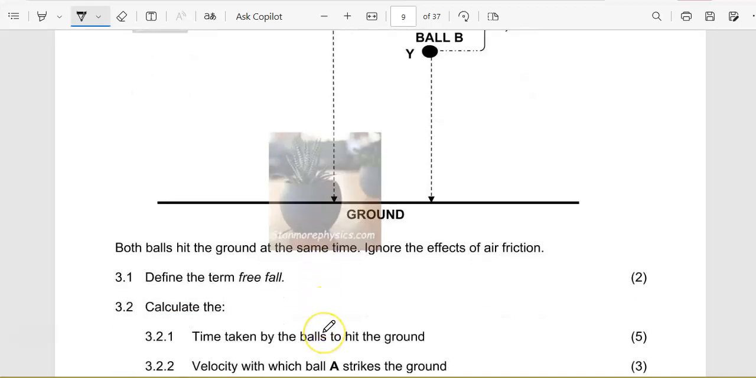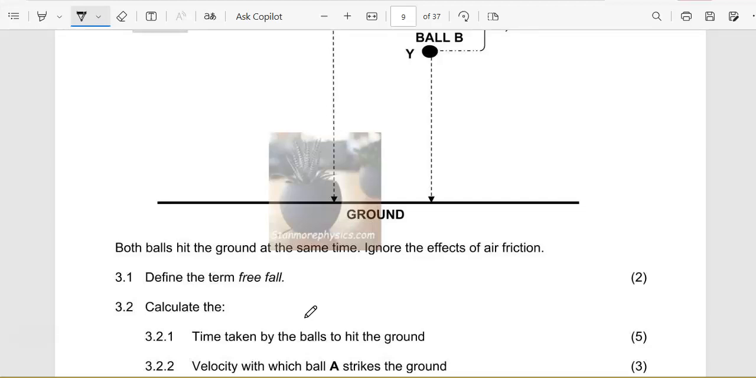First question: define the term free fall. Do you know what free fall is? When we talk about free fall, we are talking about motion under the influence of gravitational force only. That's free fall. We are talking about the motion under the influence of gravitational force only.